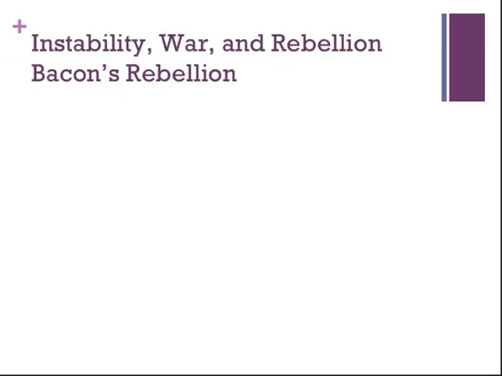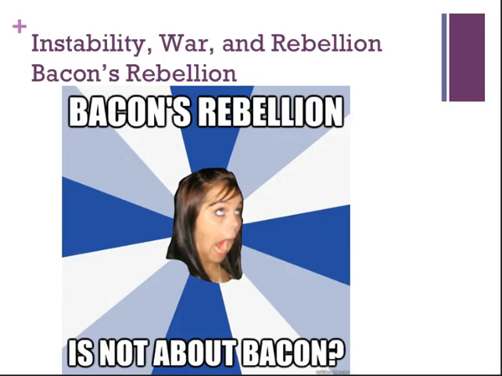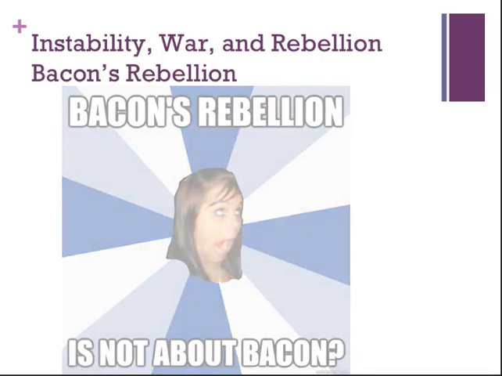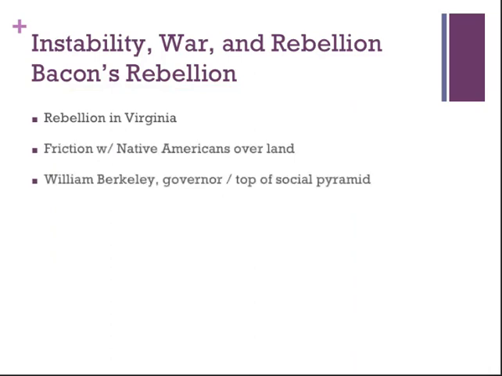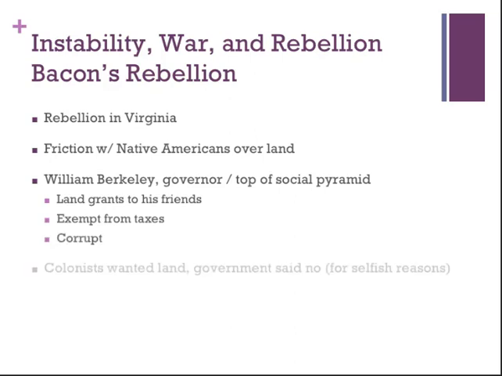And then we also have something called Bacon's Rebellion. And don't worry, it is not about bacon. Bacon's Rebellion was a rebellion in Virginia. It was basically about friction with Native Americans over land. You have William Berkeley, the governor, top of the social pyramid, the one in charge. And he's giving free land out to his friends, and people aren't too happy with that. They're also exempt from paying their taxes. If you weren't one of those friends, you wouldn't be happy about this. And his friends were very corrupt.